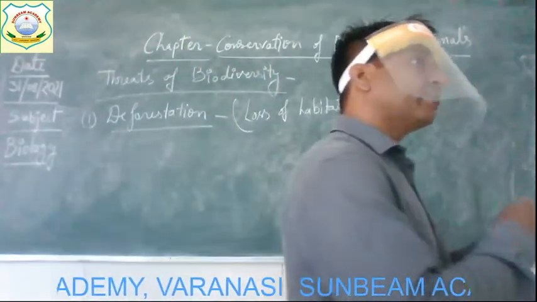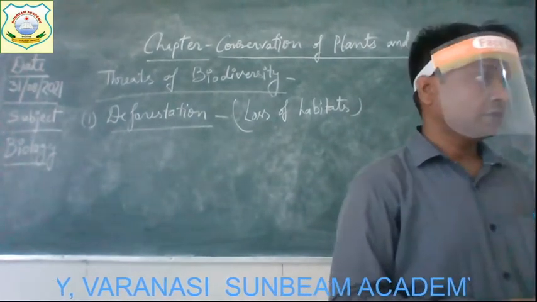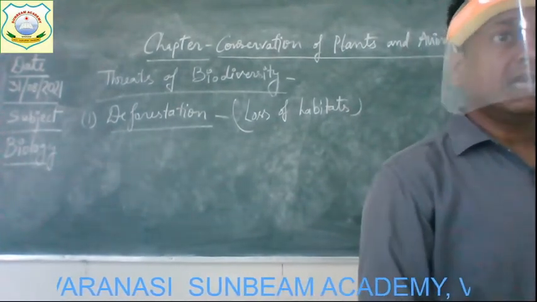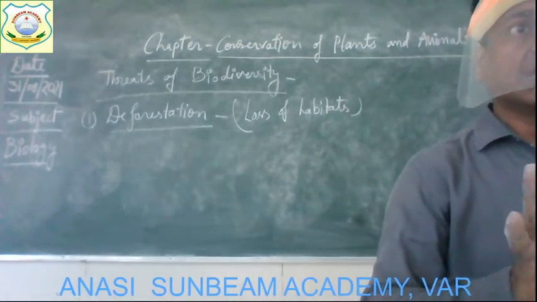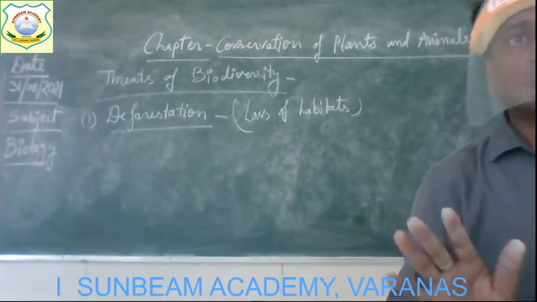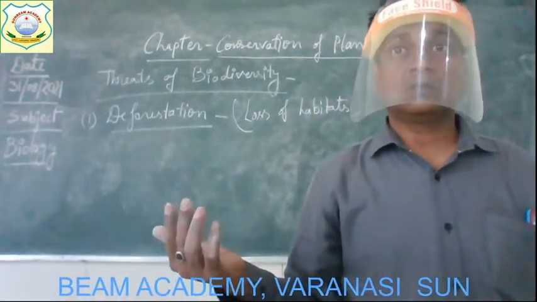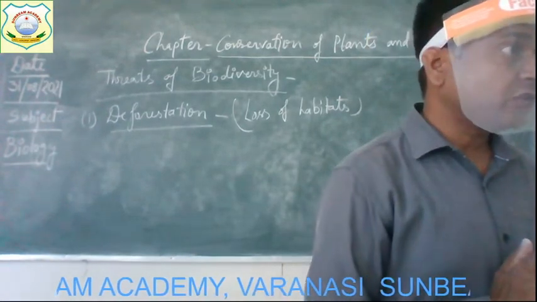Okay, if rain does not occur for many days, for the whole year, so what will happen? The soil's water will be finished, and in such a condition plants are not allowed to grow, and the condition becomes drought. So this is also one of the reasons of deforestation.